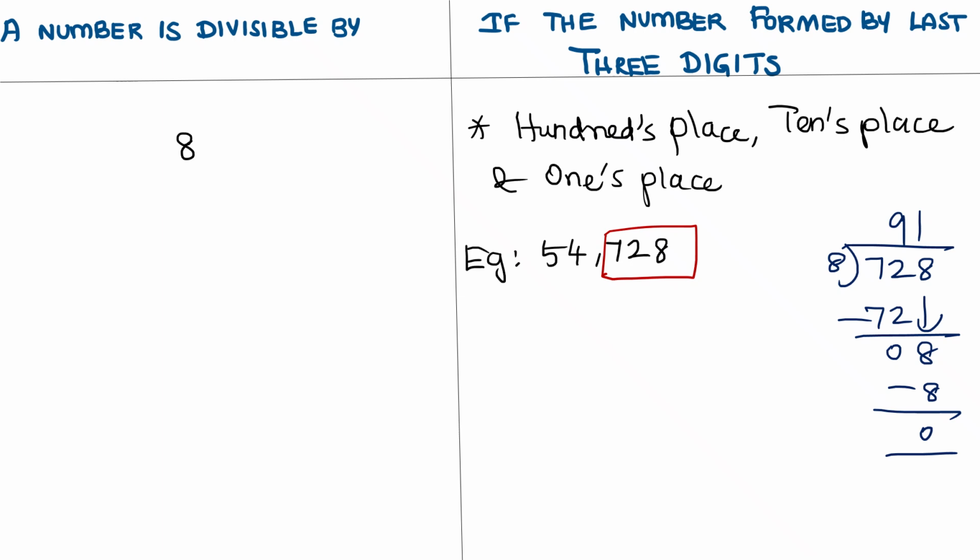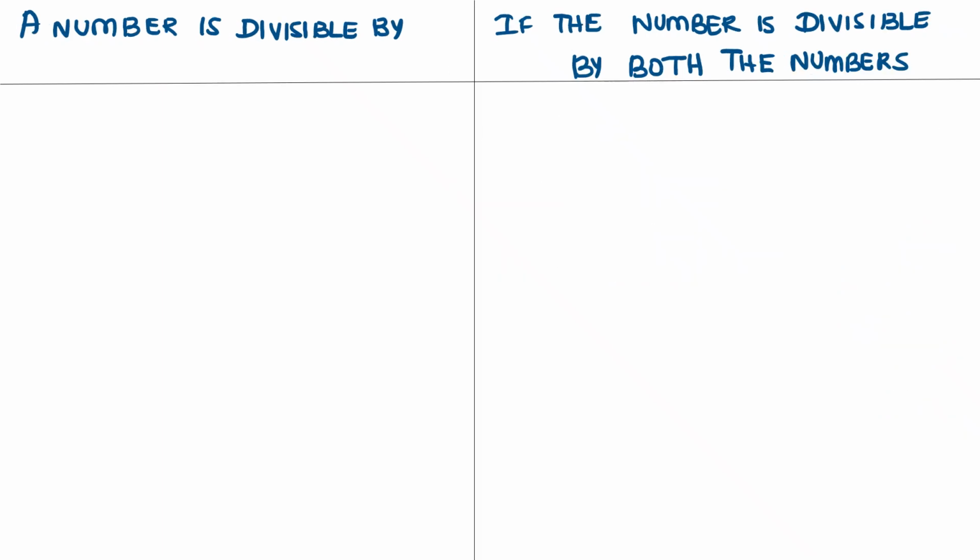So now I can come to the conclusion that 728 is divisible by 8, then the whole number is divisible by 8. This is your condition to be learned for the divisibility rule of 8. Next we will see the divisibility rule if you have both of the numbers.